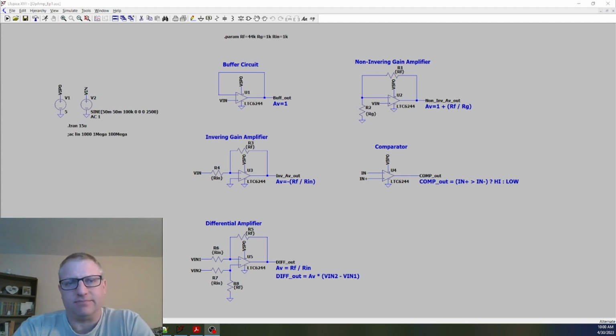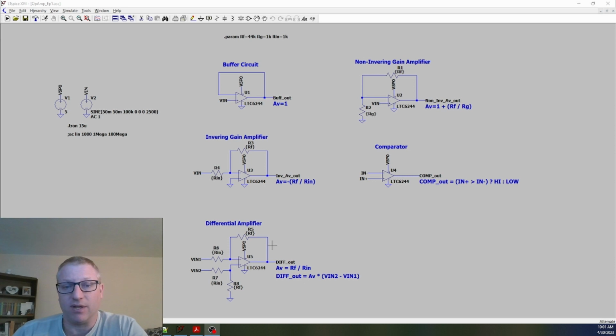So this is a general purpose do-it-yourself channel, and today we're going to be talking about the engineering aspects of an operational amplifier, or as people like to call them, the op amp. An op amp has many uses. It can be used as a buffer circuit, a non-inverting amplifier, an inverting gain amplifier, a comparator, a differential amplifier. It can be used as a peak voltage detector. It can be used as a transimpedance amplifier. It can be used as quite a number of things.